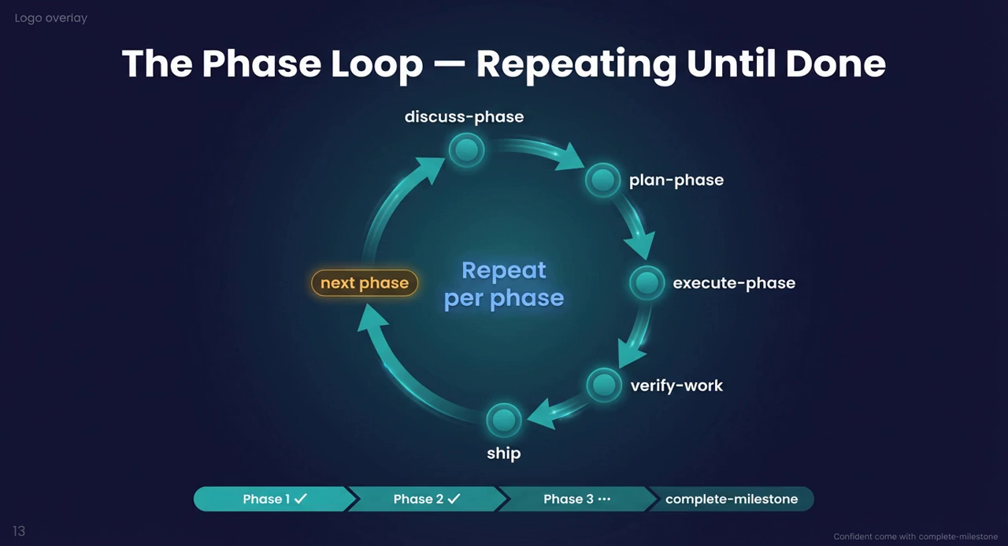That loop, discuss, plan, execute, verify, ship, repeats for every phase. When all phases are done, you run complete milestone, which archives the milestone and tags the release. Then new milestone starts the next version. Same flow, but for your next set of features. If you're ever unsure where you are in the loop, run /GSD next, and GSD auto-detects the next step.